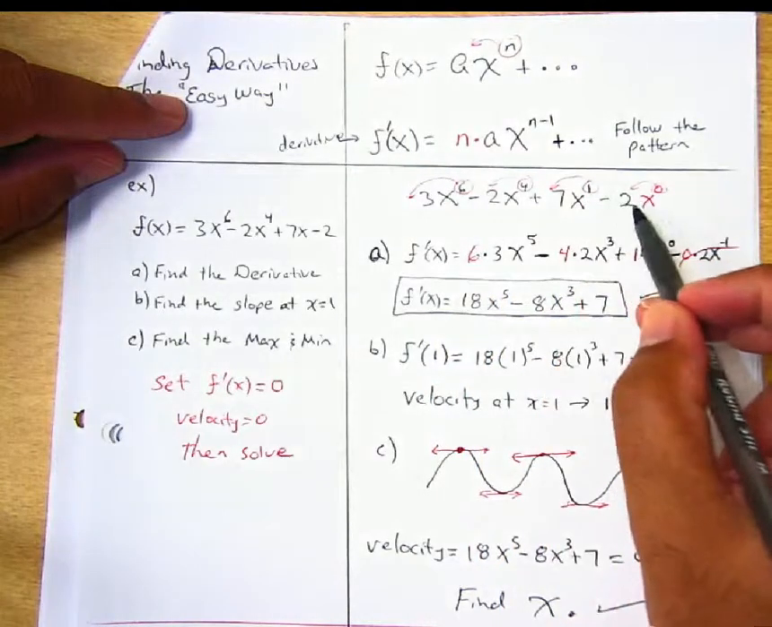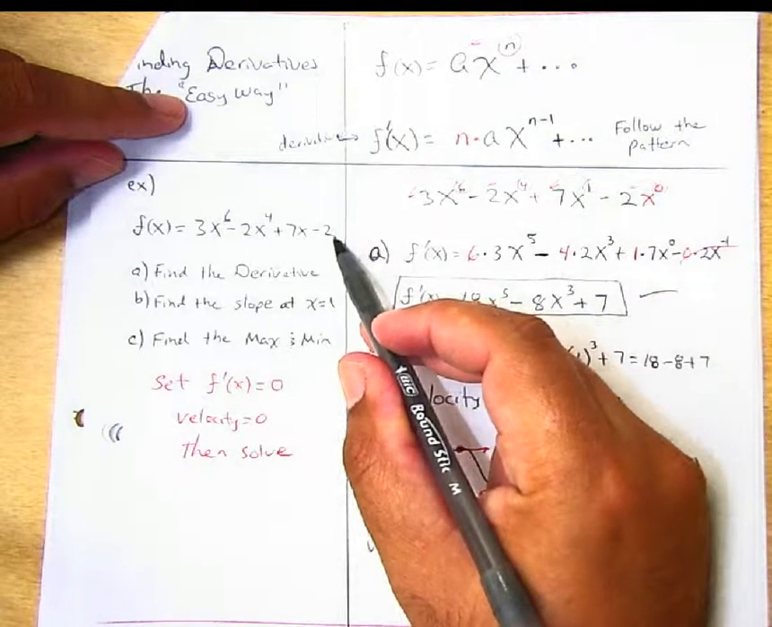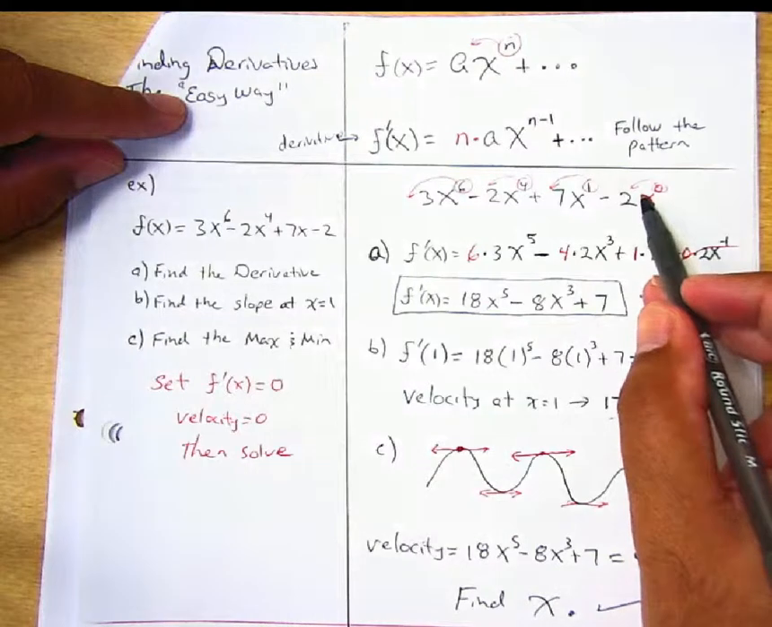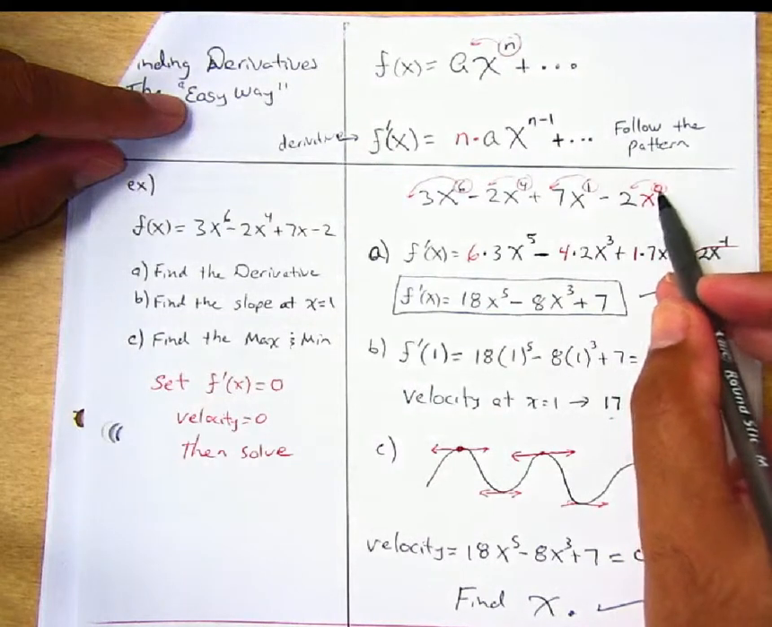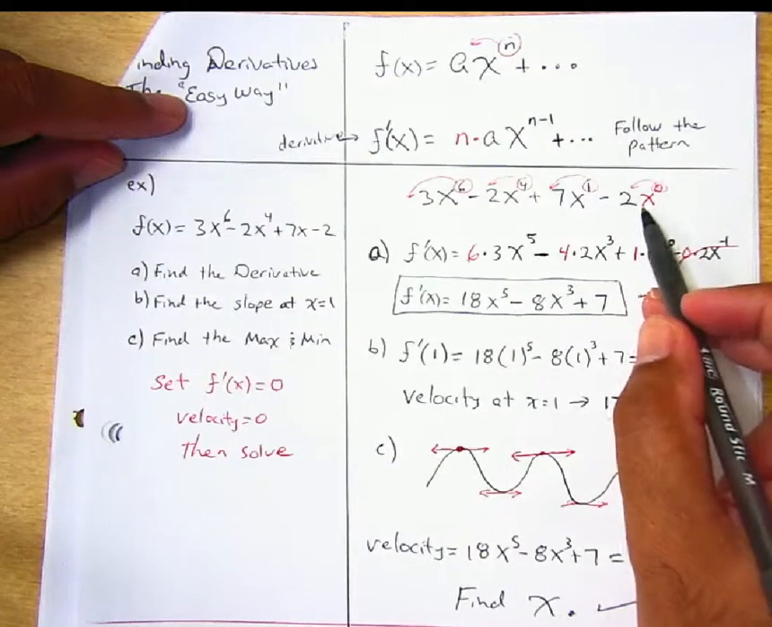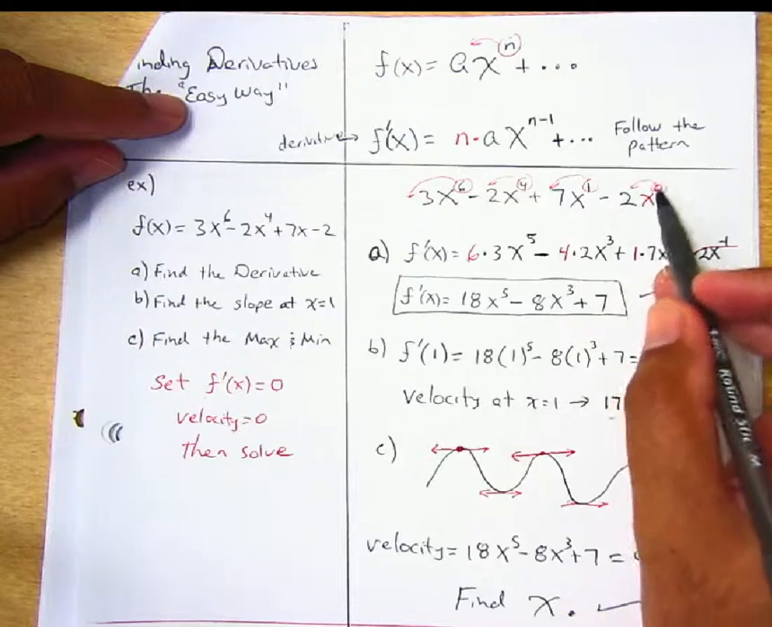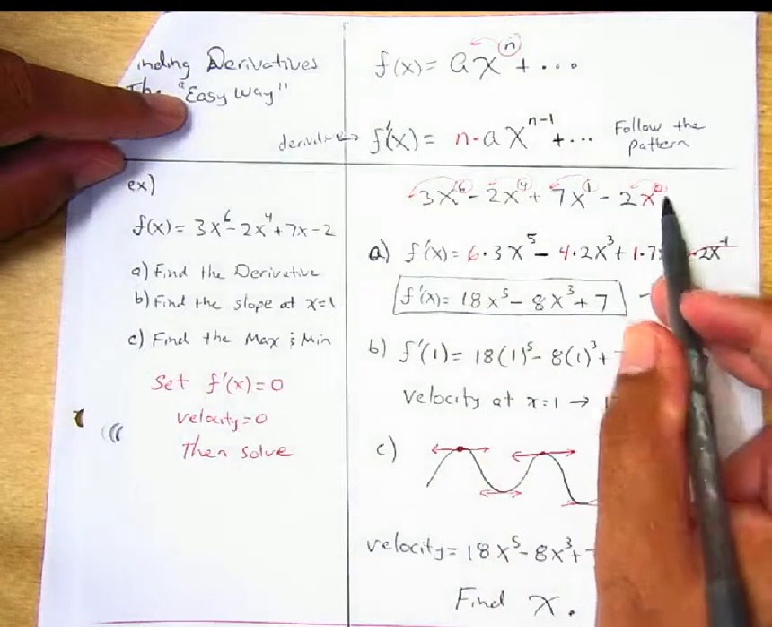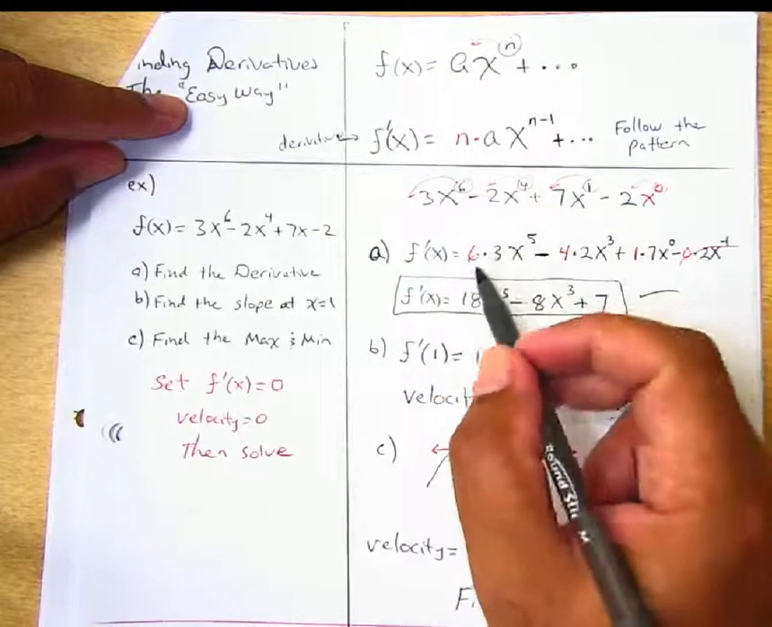Minus 2. The 2 does not have an x in the original equation, but it's okay to put an x to the 0 there, because x to the 0 is equal to 1 anyway, so I'm not really changing the equation if I do that. So I am allowed to do that. So x to the 0 is okay. Now every x has an exponent, and then I begin the two rules that I talked about.